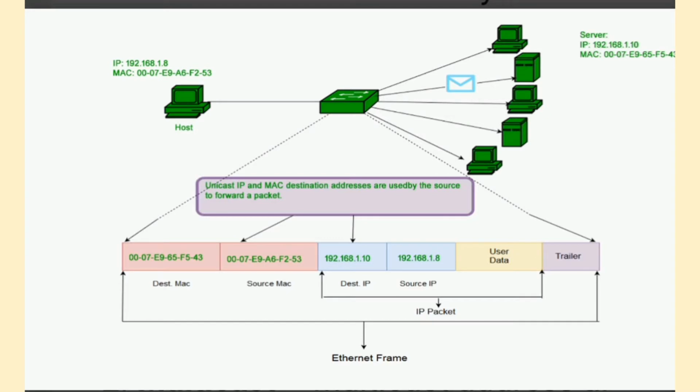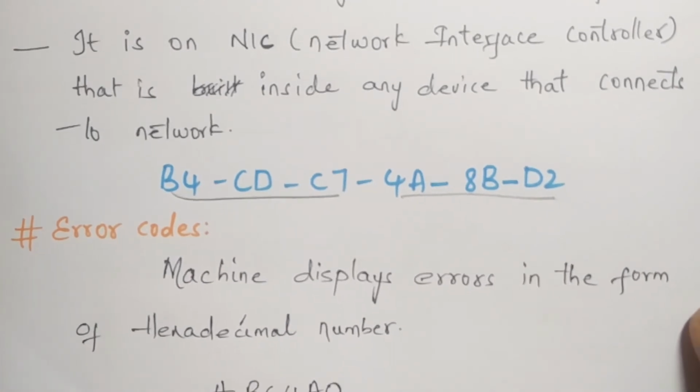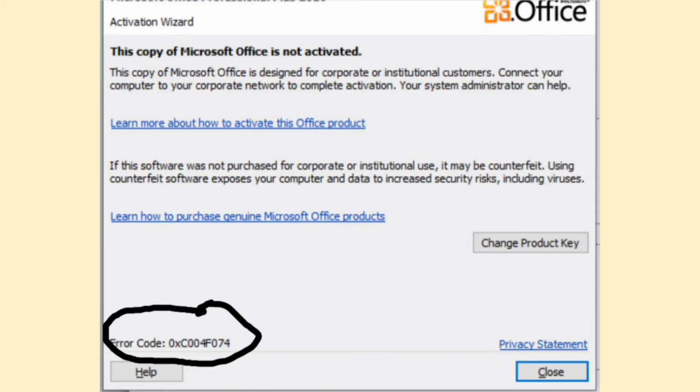As you can see here, a host is connected to 4 different servers, each having a unique MAC address in the form of a hexadecimal number, and those machines are connected to a common network. You can also see hexadecimal numbers in the form of error codes. This is an example of an error code in the form of a hexadecimal number, which I encircled with a marker in the leftmost corner of this picture. This error occurs when you try to open a PowerPoint presentation on an OS which is not activated.